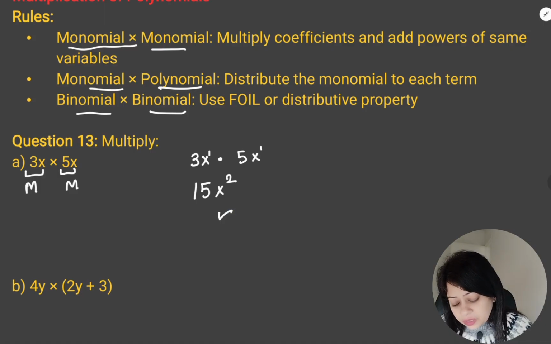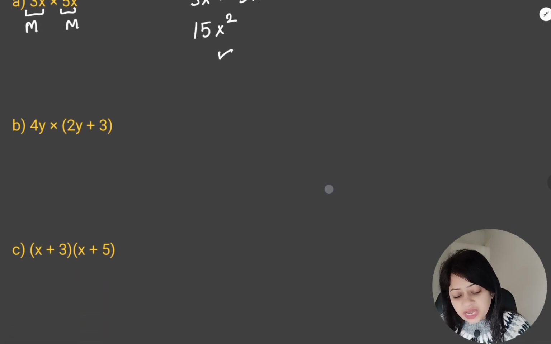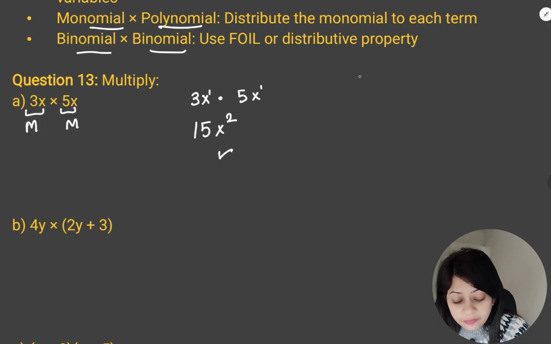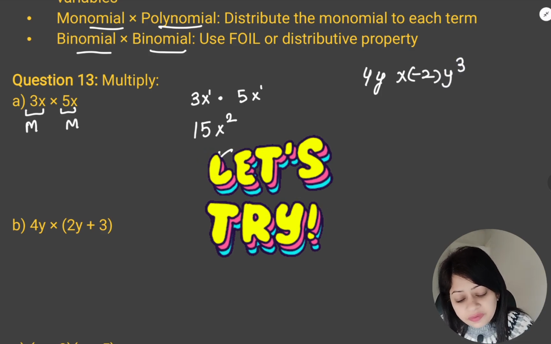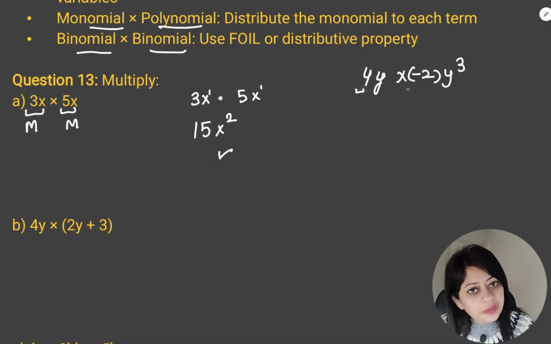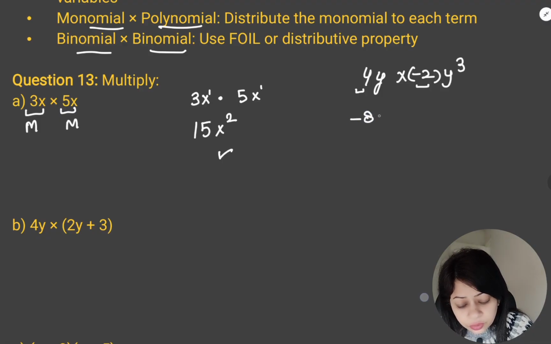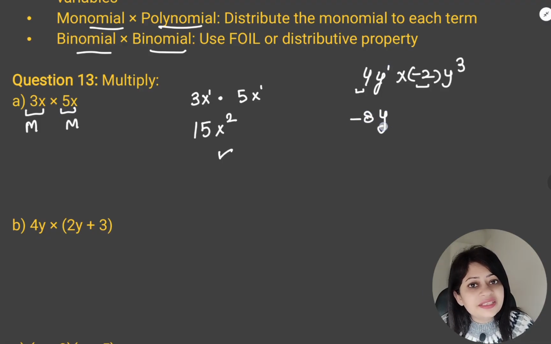Now, second question. I want to give another example here. Suppose you have 4y multiply minus 2y cube. Can you solve this question now? What will we do? We will multiply coefficients first. What is 4 multiply minus 2? You will say minus 8. Right? Now, I told you, you just need to count how many y's you have. Here you have 1 y. Here you have 3 y's. What is 1 plus 3? 4. So, this is the answer.